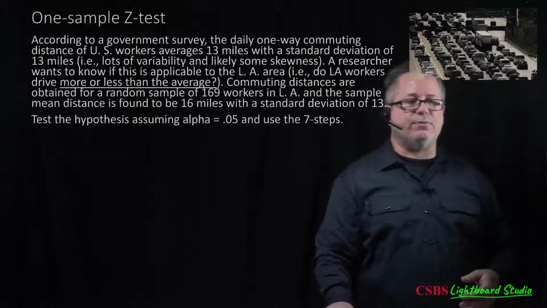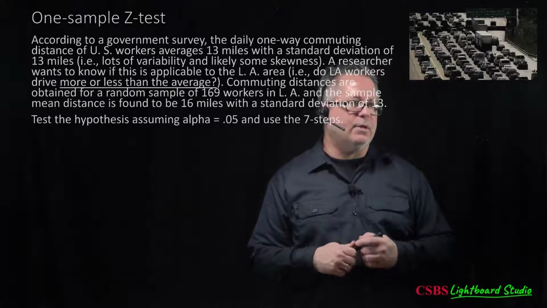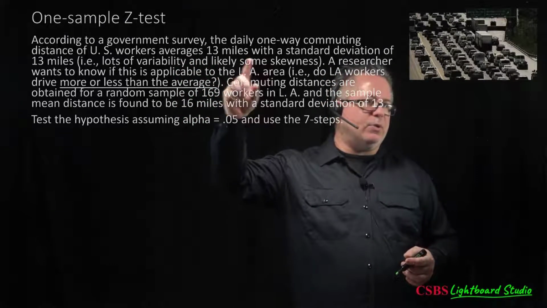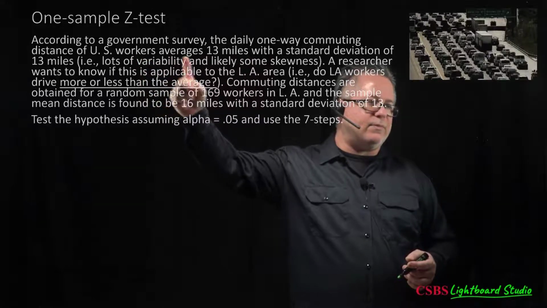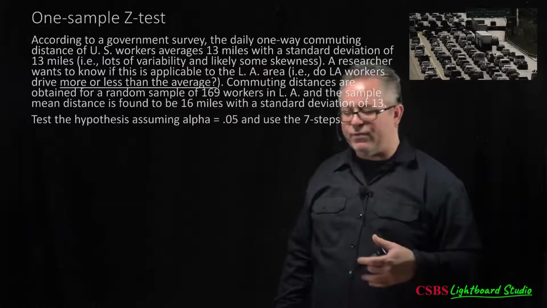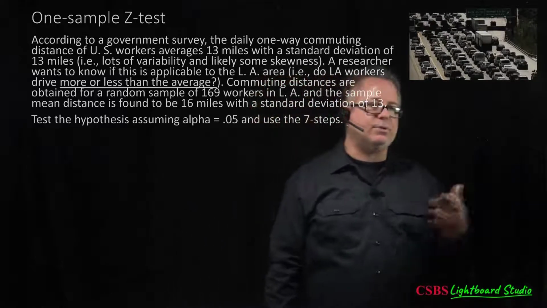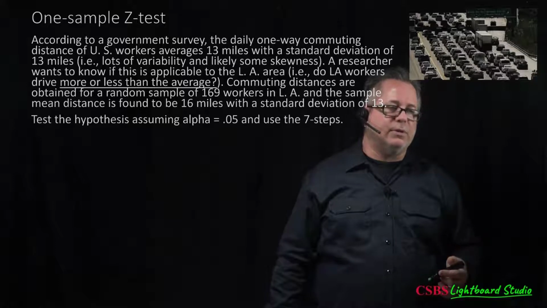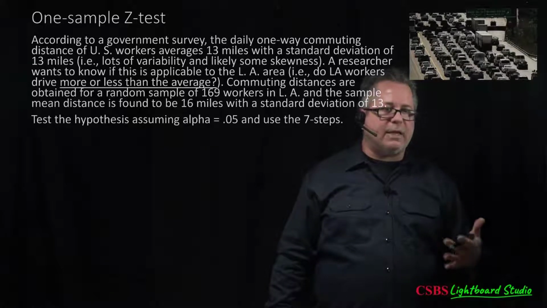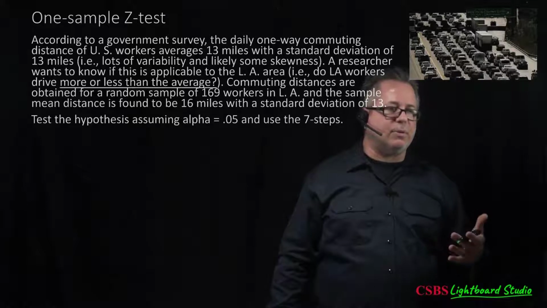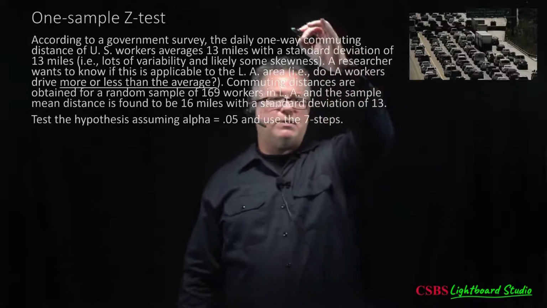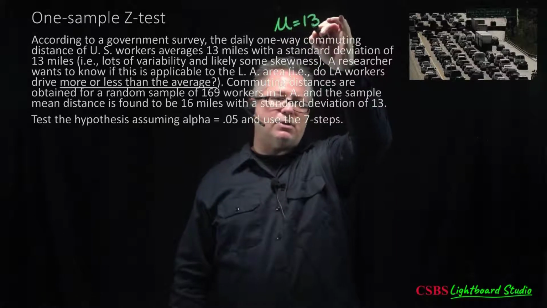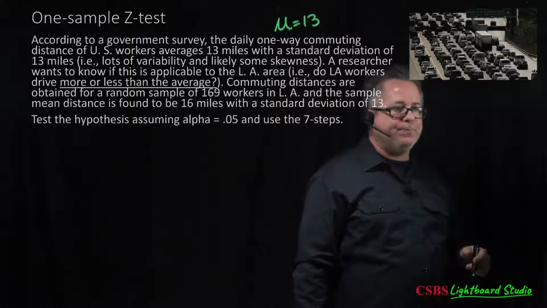So what are the things to note here, the things that are likely to be important? As you read this, according to a U.S. government survey, the daily one-way commuting distance of U.S. workers averages 13 miles. If it's average U.S. workers, we're talking about a massive amount of people. So that's referring to the population, which means that the population has a mean, mu, equals 13. So it gives us the population mean.